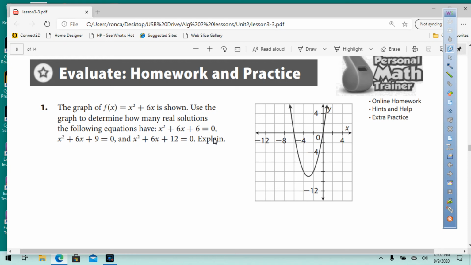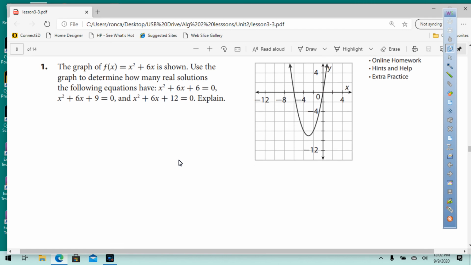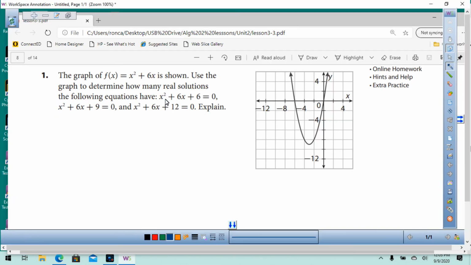Algebra 2, Lesson 3-3. The graph of f of x equals x squared plus 6x is shown. Use the graph to determine how many real solutions the following equations have. x squared plus 6x plus 6 equals 0. x squared plus 6x plus 9 equals 0. And x squared plus 6x plus 12 equals 0.